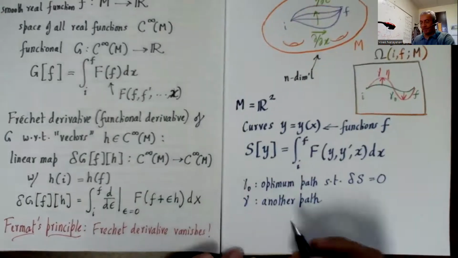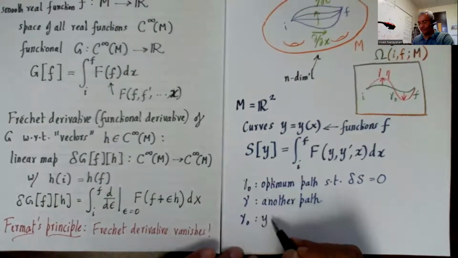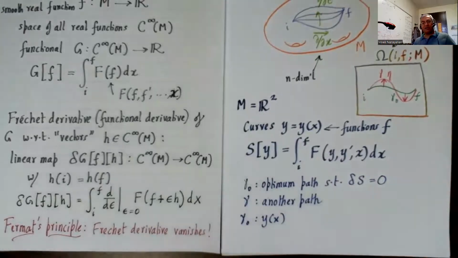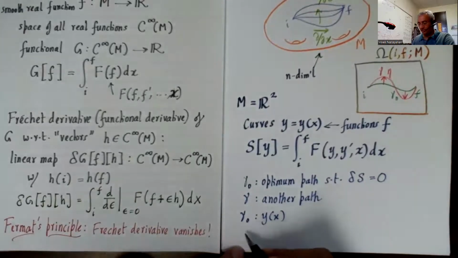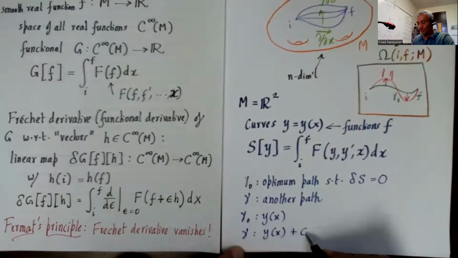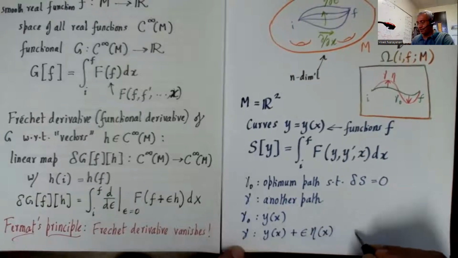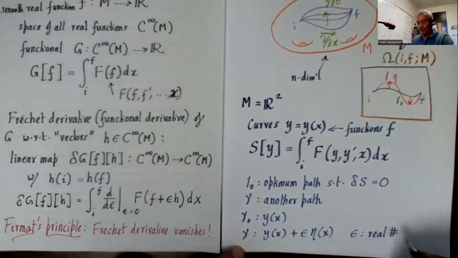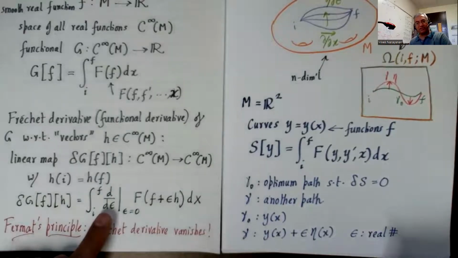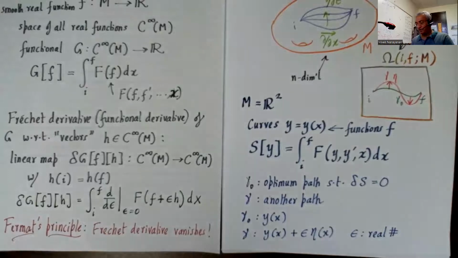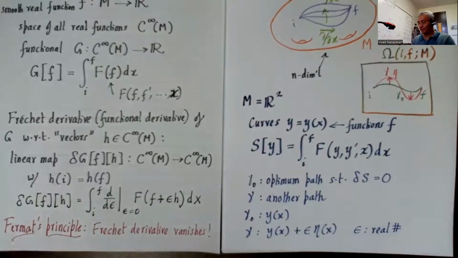So we're going to write gamma naught as y as a function of x. That's our object of desire. And gamma is the object of desire plus epsilon times eta as a function of x, where epsilon is some real number. That epsilon is what we're going to differentiate against to get the Frechet derivative or the functional derivative.